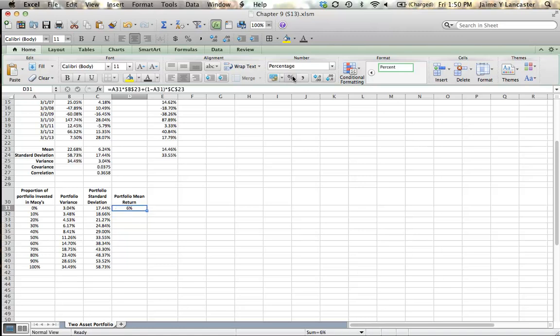Make sure that we're formatted correctly: percentages with two decimals. With 0% in Macy's, 100% in Johnson & Johnson, our mean return is going to equal our return in Johnson & Johnson that we calculated in the last tutorial. Now, if I just drag this down, we'll see that if we have 100% in Macy's, our portfolio mean return is going to be equal to the mean return in Macy's. So that is our check to know that we've done the math correctly.